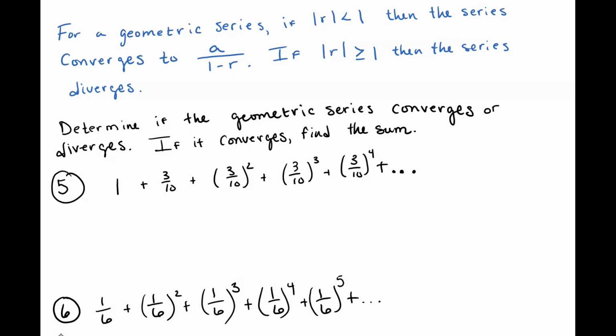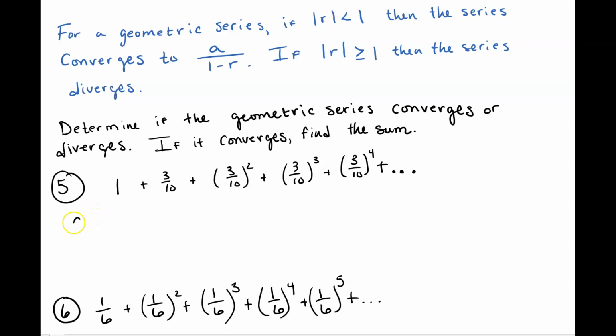So we're going to look at two examples here, and we're going to first identify the a value, that first initial value, and then we're going to identify the common ratio, and we're going to make a statement about whether or not it converges. And if it converges, we'll find out what it converges to. So let's take a look here.